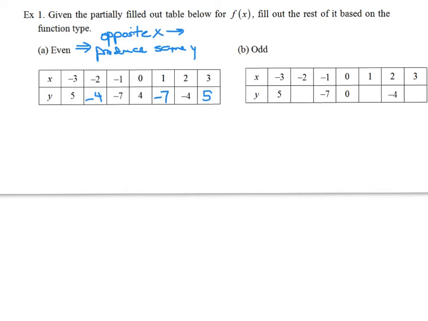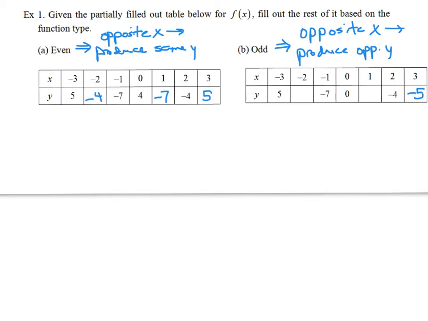So an odd function means that when we have opposite x values, they are going to produce opposite y values. So looking at pairs that are opposite x's, when x is -3, the output was 5. So if x is +3, this time because I have an odd function, the output would be the opposite, so -5.